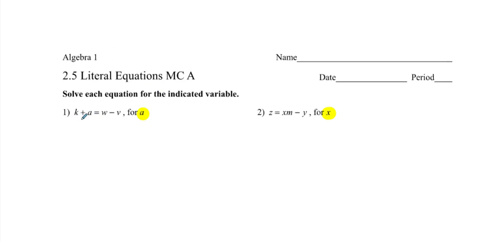Okay, so I'm trying to keep this A. Where's the A? It's here on the left. Okay, I'm going to put a box around it. I want to get this A by itself.